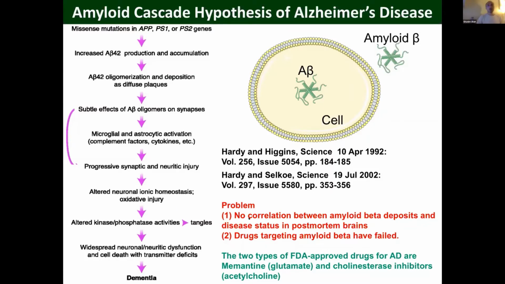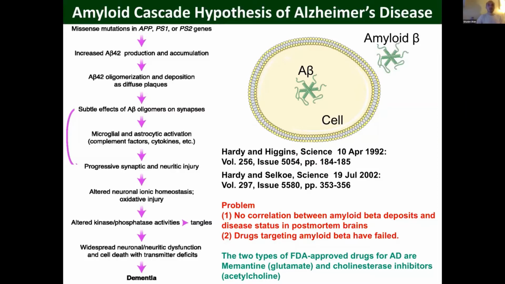One of the problems is actually, it turns out now, and there is significant data, that there is no correlation between amyloid beta deposits and disease status in postmortem brains. So you will find brains of patients with Alzheimer's disease who had really severe symptoms, but you wouldn't see any amyloid beta deposits in their brain. And conversely, you will see a lot of amyloid beta deposits in the brain, but the severity of the Alzheimer's disease is not the same.